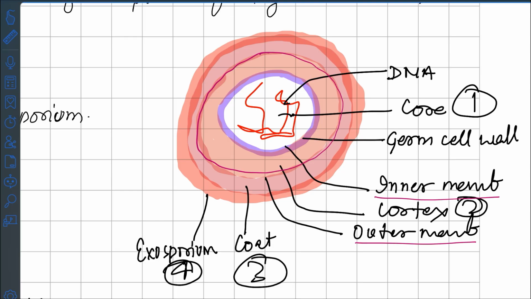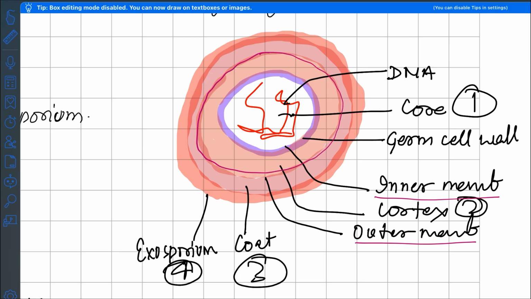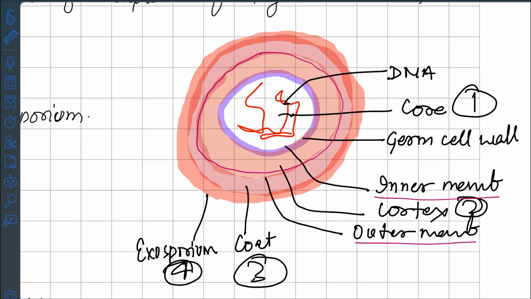Then the core is lined by germ cell wall and inner membrane. Outside the cortex is the coat. This is the coat. I'm sorry for the sloppy diagram, but you can make it out, I guess. And the outermost is the exosporium. So from inside to outside, we saw core, then there is cortex, there is coat and exosporium.